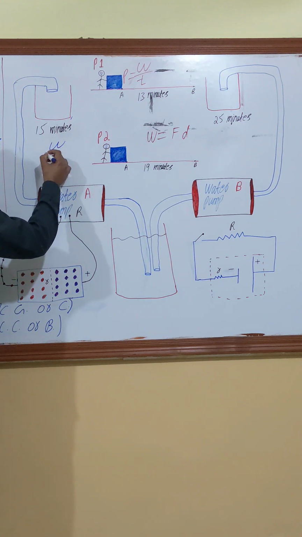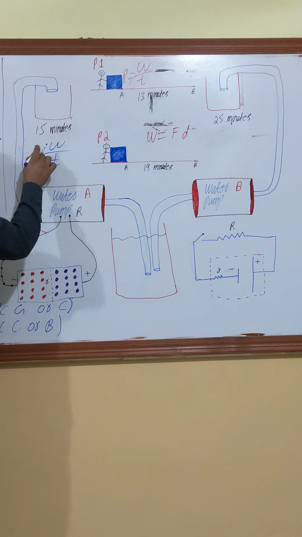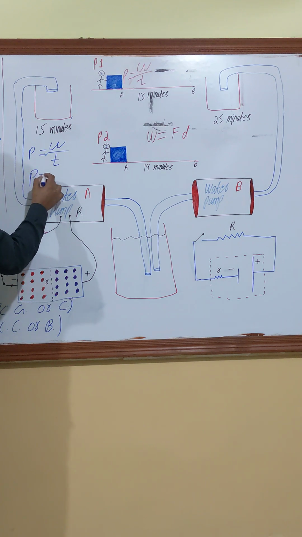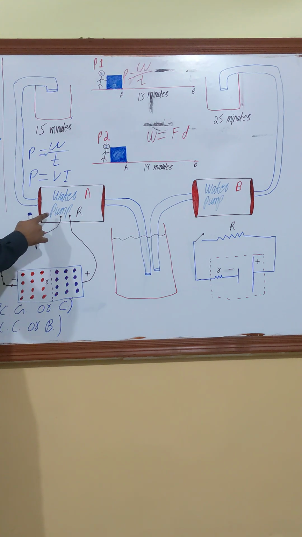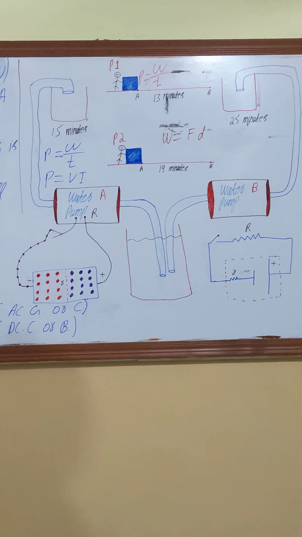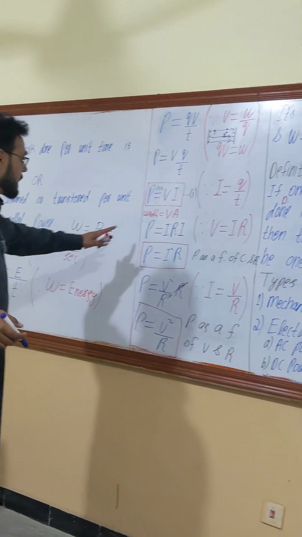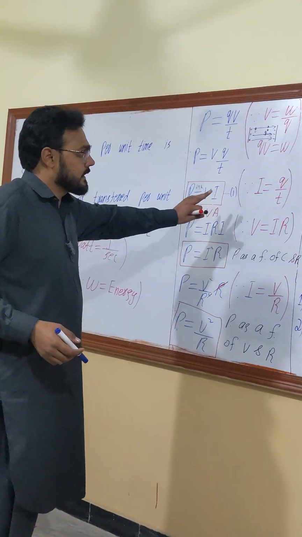Work with respect to time is called power. And also, power is equal to product of voltage and current. The voltage of this battery and the current. Here I explained in this lecture where power is product of voltage and current.